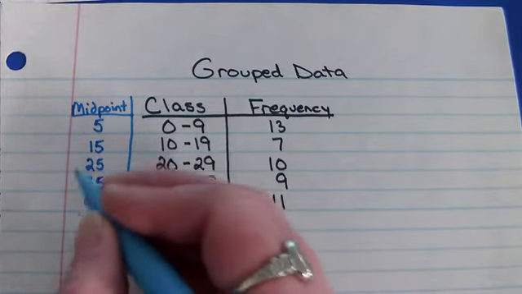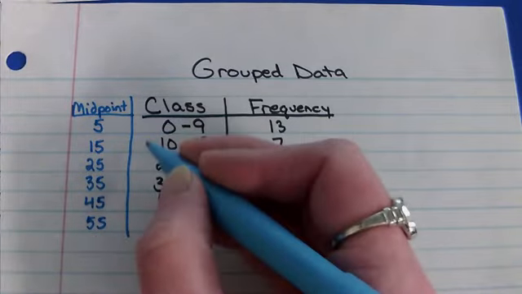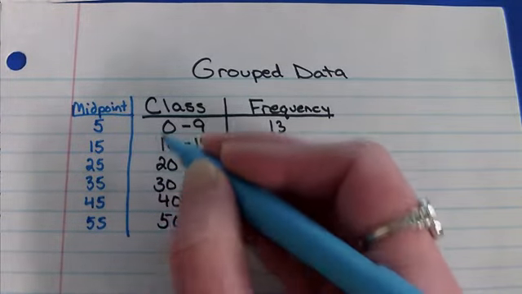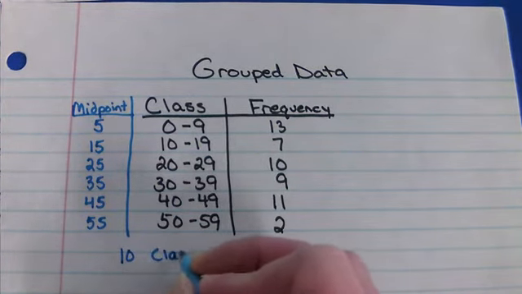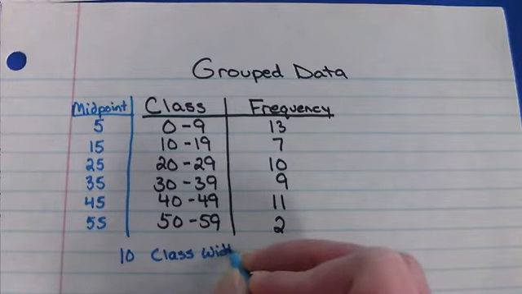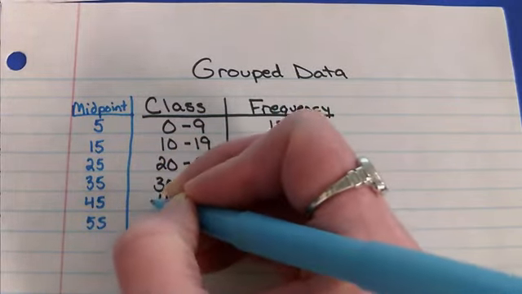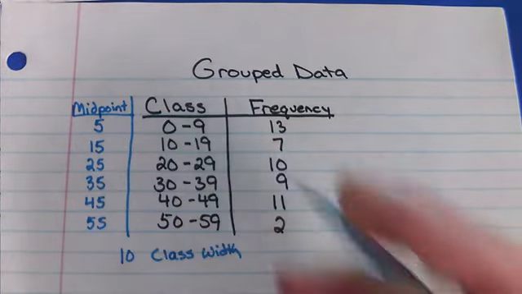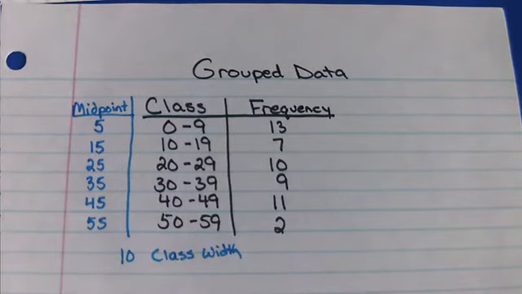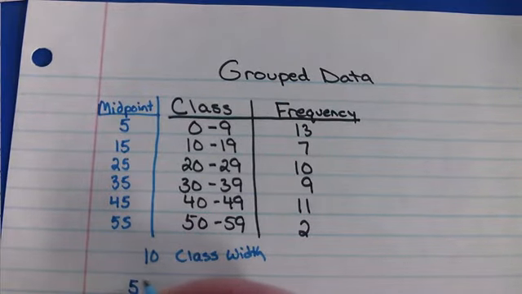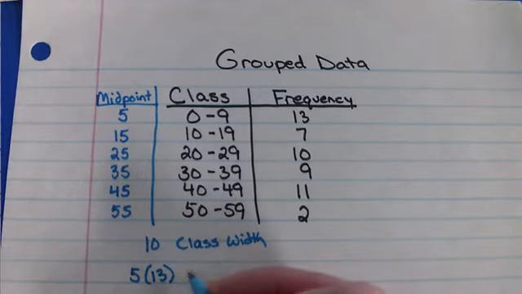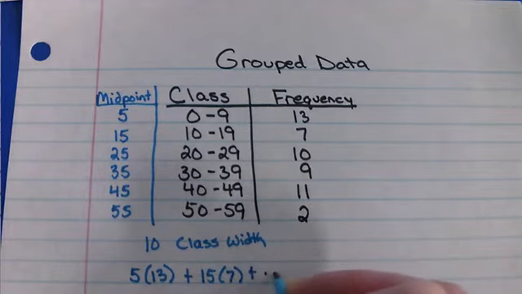And notice that we're adding by 10 each time, the same as we're adding by 10 between each class, because 10 is the class width. We'd be adding by 10 to get to each midpoint, and so forth. Now, if I was doing it by hand, I would take each midpoint times the frequency, because there's 13 fives, plus 15, I got 7 of those, plus dot, dot, dot.